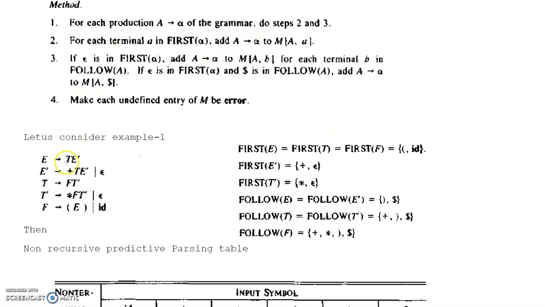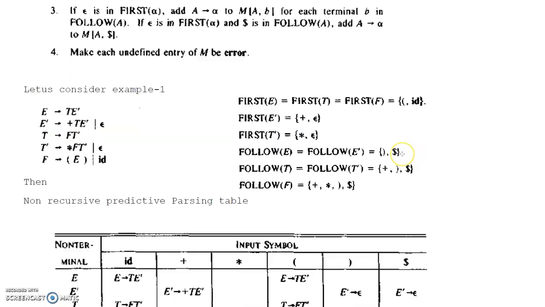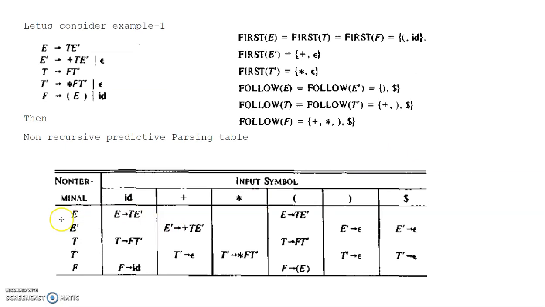First we take the first production, E tends to T E dash. So find out the first of E. First of E is open parenthesis comma ID. Now the predictive parsing table has rows for non-terminals and columns for all the terminals, with an extra column, that is dollar. The first of E, T, F is open parenthesis comma ID. So for the open parenthesis and ID, in the E row, the non-terminal row, and the ID column, we have to add that production E tends to T E dash. So what is the first of E? That is open parenthesis comma ID.